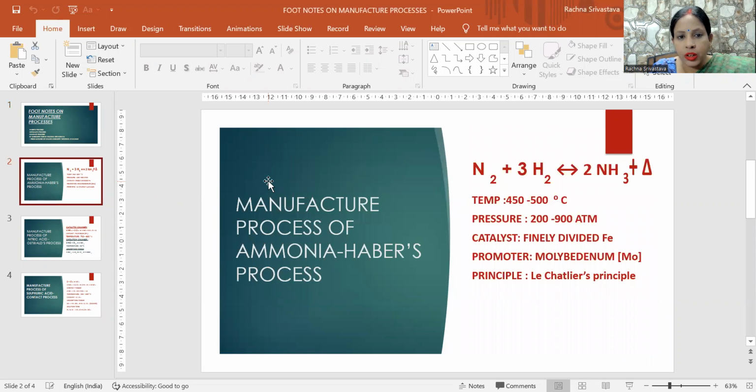Here it goes. Now you can see on the screen your first manufacture process is of ammonia, which is known as Haber's process. Here I would like to tell you all that you should also remember the name of the process because that is also asked. In this you can see nitrogen reacts with hydrogen. It forms ammonia, and you can see this triangle sign. This triangle sign is the symbol of heat. Plus heat means that this is an exothermic reaction where the heat is being given out to the surroundings. It is a reversible reaction, you can see with the double arrow.